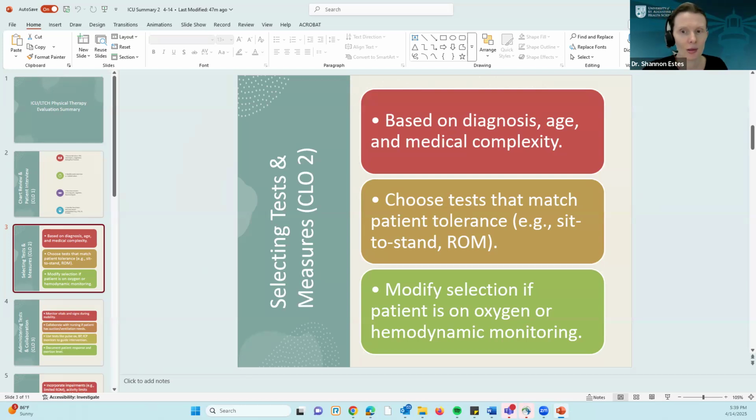Okay. And then you're modifying your selection if the patient is on oxygen or there's some sort of monitoring because maybe that's going to impact how they perform. Maybe I don't want to do an endurance test right now. I want to do something else that gives them breaks or opportunities to sit because I'm not trying to assess their endurance. I'm trying to assess something else. So it's just looking at those different factors and how they're going to impact the performance.